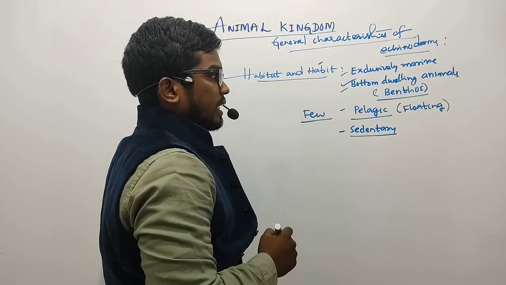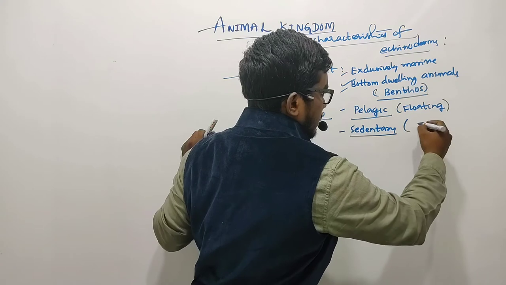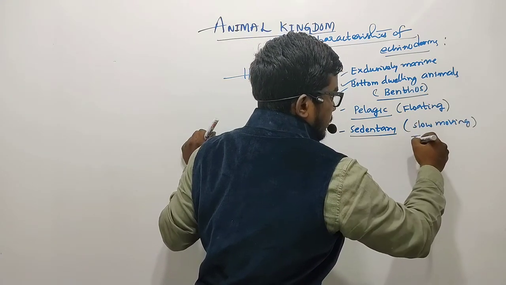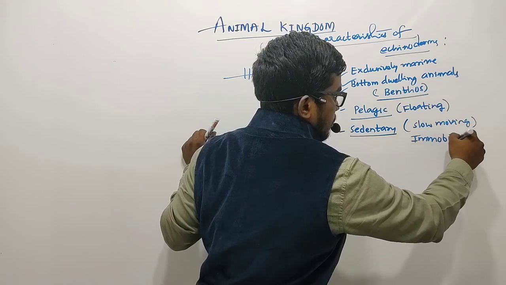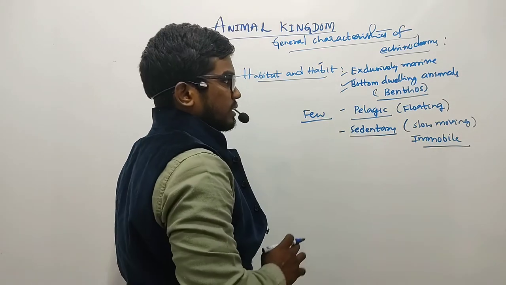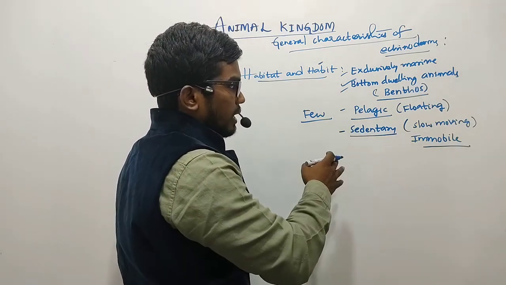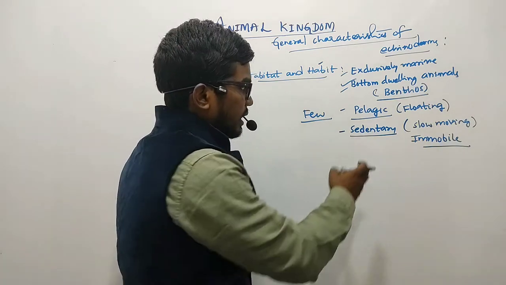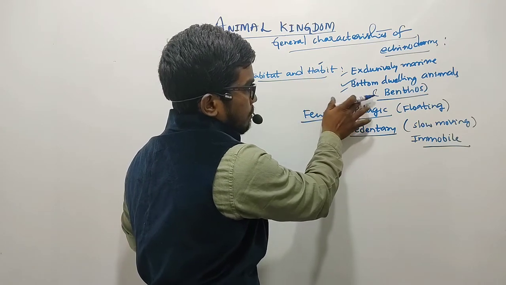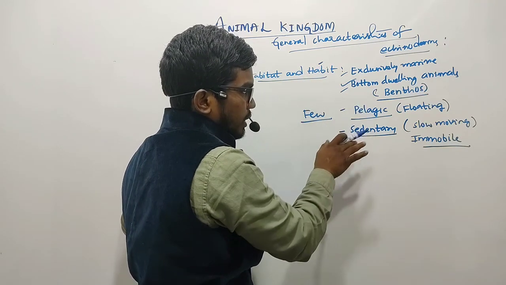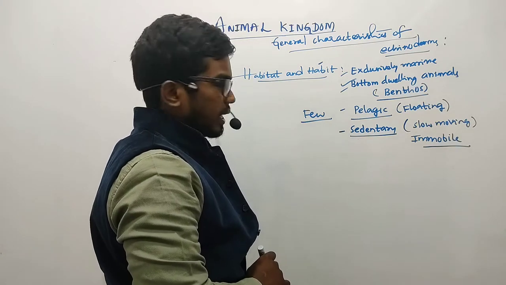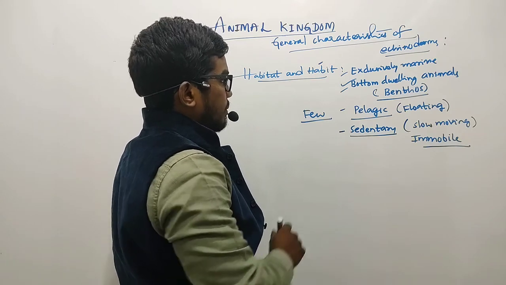Other than this, they can also be sedentary. When I say sedentary, it means they are generally very slow moving, or in certain cases even immobile, or moving only in their vicinity. Their habit is benthos, bottom dwelling; pelagic, floating on the surface; sedentary, that means very slow moving or immobile. So these are what I can say as habit.